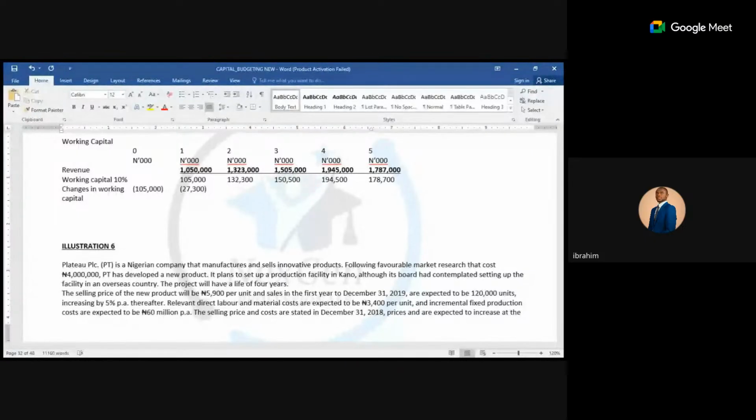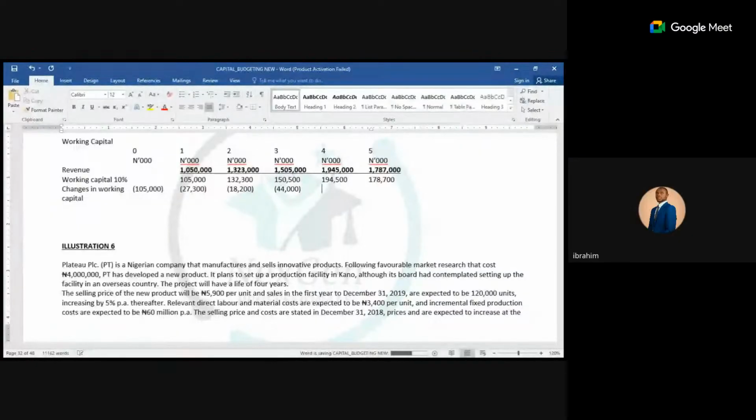From 132,300, it increased to 150,500. What is the increase, class? 18,200. 18,200 is the increase in working capital. From 150,500 to 194,500, what is the increase? 44,000. 44,000 is the increase, right?